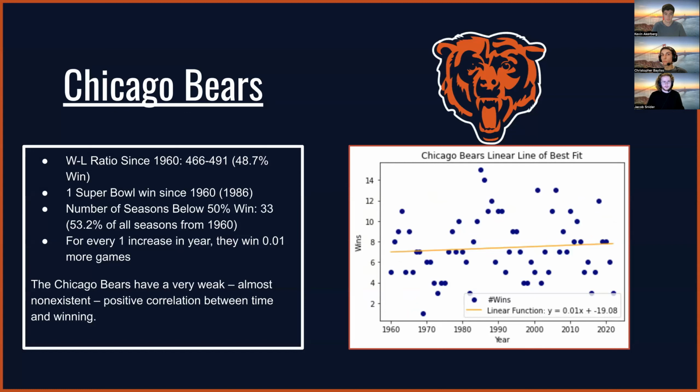Here's our football team, the Chicago Bears. Their win-loss ratio since 1960 says that they've only won 48.7% of all their games played. They actually do have one Super Bowl win since 1960, in 1986. The number of seasons below 50% wins is 33, meaning that in 53.2% of all seasons since 1960 they've lost more than they've won. And the linear regression tells us that for every 1 year increase, we expect them to win 0.01 more games. So the Chicago Bears have a very weak, almost non-existent positive correlation between time and winning.